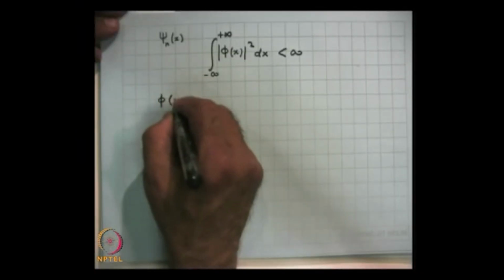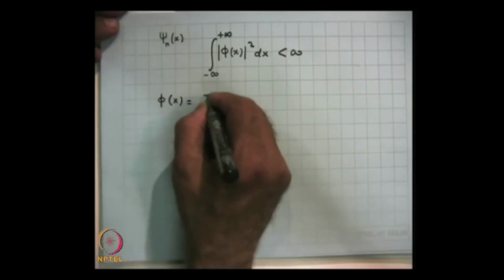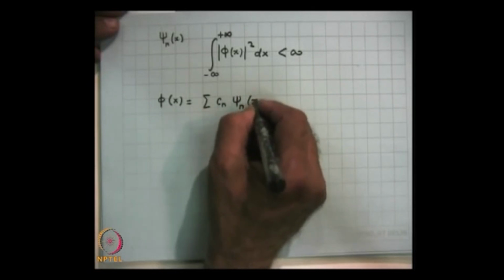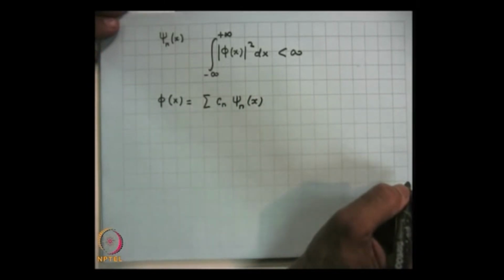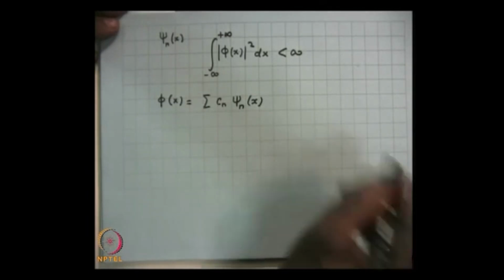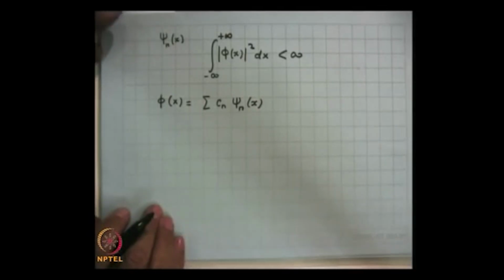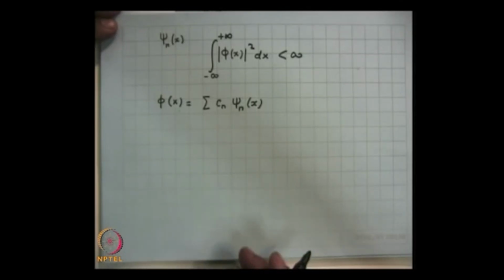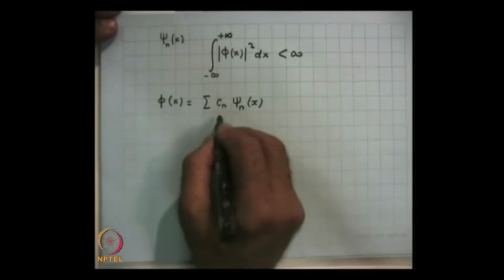I state without proof that the eigenfunctions form a complete set of functions, that is, any arbitrary function can be described. I will give you examples of that: phi of x is equal to the sum of C n psi n of x. So, this is known as the completeness condition, that any arbitrary function can be represented as a linear combination of the eigenfunctions of H. So, how do I determine C n?